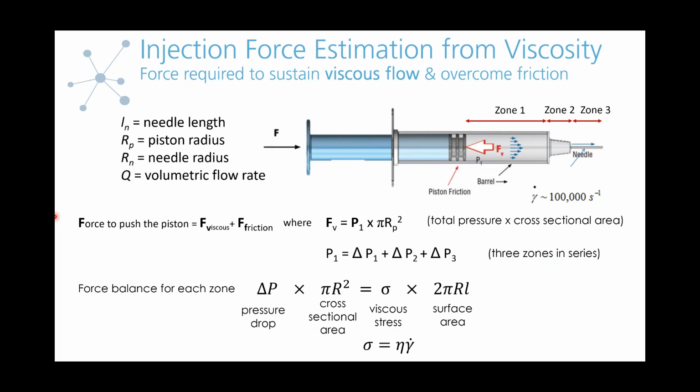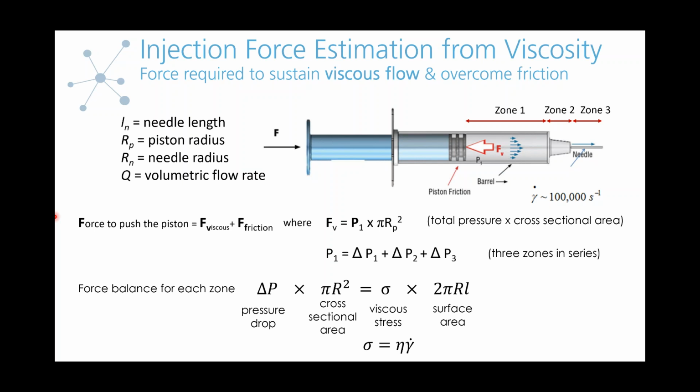Okay, so now that's the background on the viscosity and the instrumentation that we offer. So now let's get into trying to predict the injection force from viscosity. So when you look at the syringe, basically the injection force is you need to force the fluid through these cylindrical components in series of different diameters.